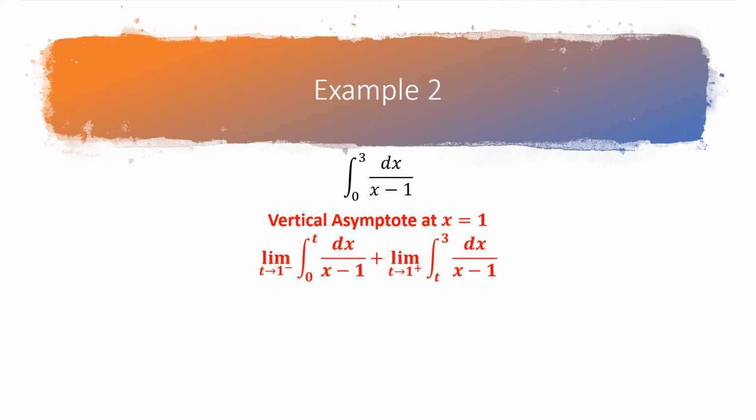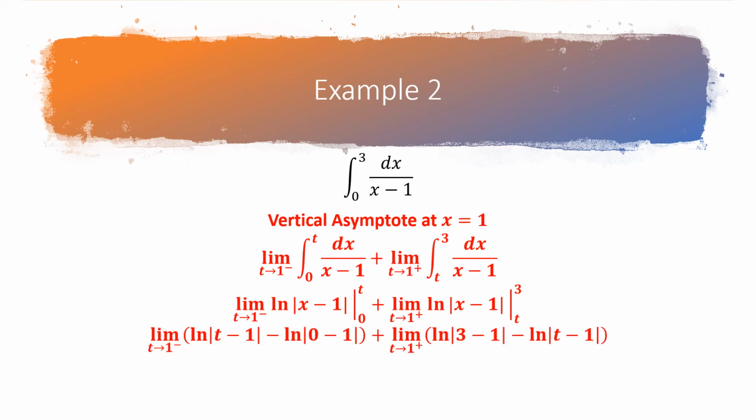So I'm going to do the limit as t approaches 1 from the left, from 0 to t of the function, and then the limit as t approaches 1 from the right, from t to 3 of the function. So then I'm going to integrate each function, which again is going to be the same integral for each one, but we get ln of x minus 1. And again, I have those limit statements still in front with my bounds. So my first bound is 0 to t, and my second bound is t to 3.